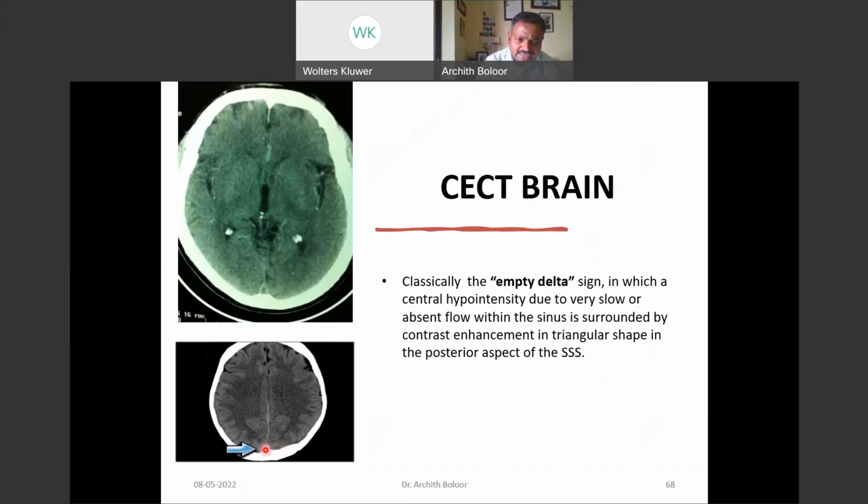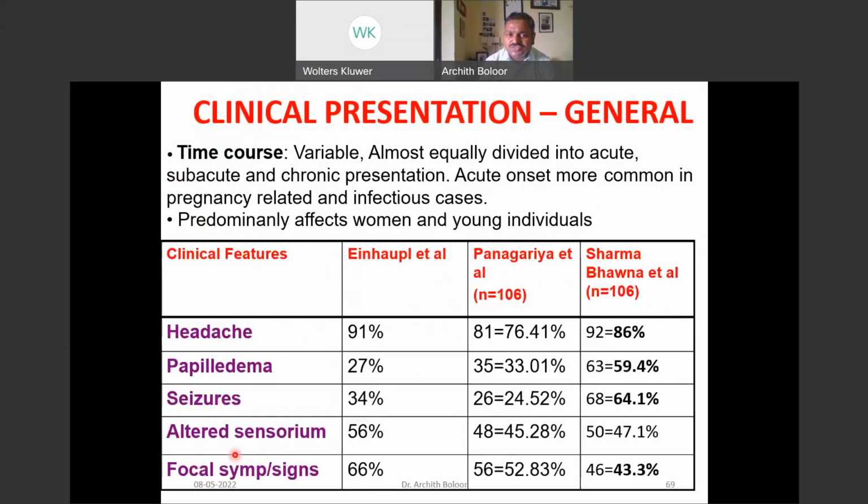You can see that very clear here. That shows the absence of flow through the sinus that results in the triangular shaped defect at the posterior aspect of the superior sagittal sinus. That's the empty delta sign, which is very pathognomonic. And then you can do an angio for that.